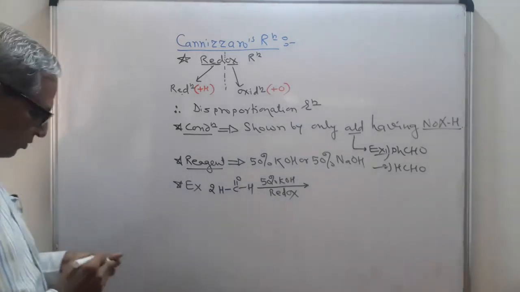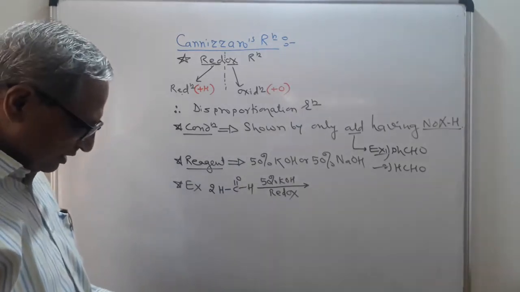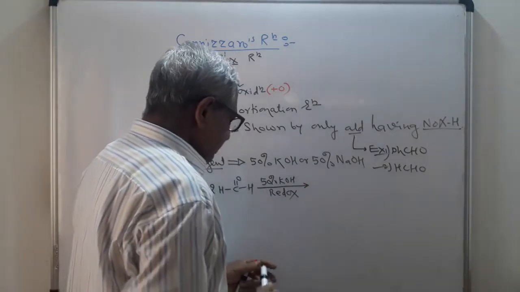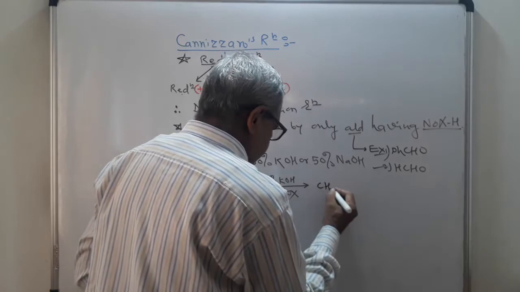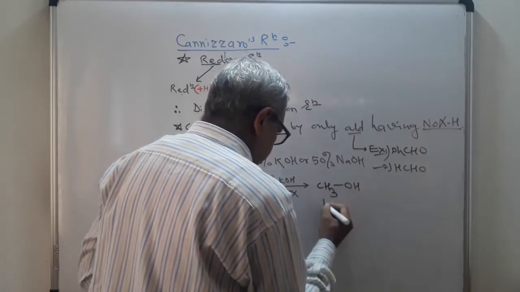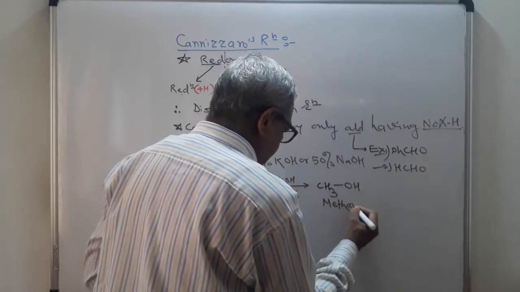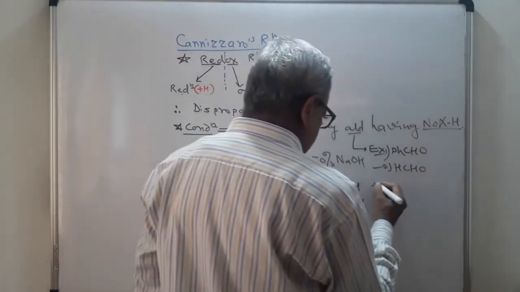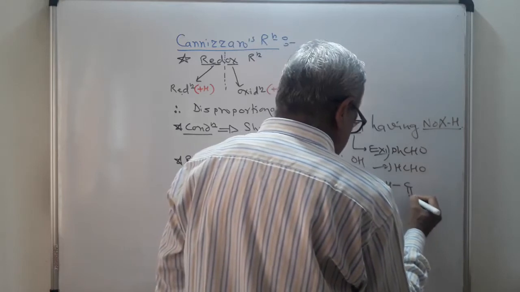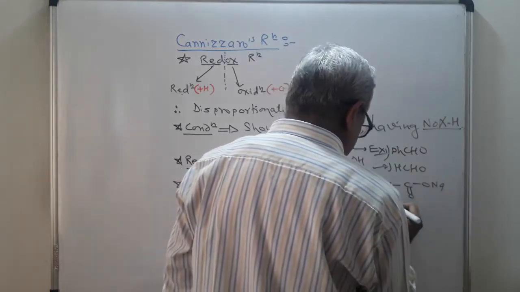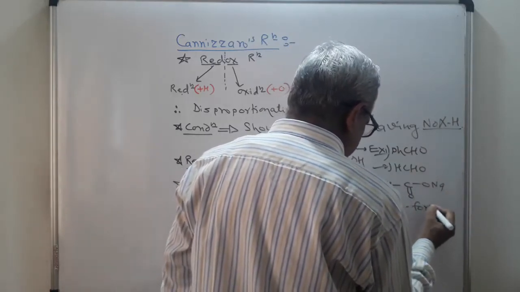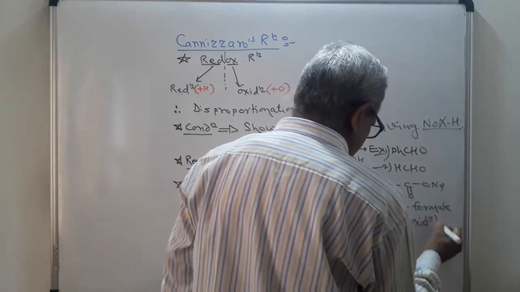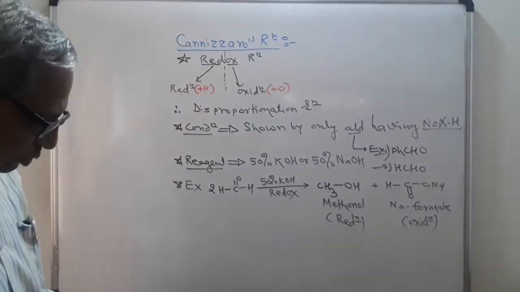So see here, one molecule will undergo reduction and you will get the product CH3OH. It is methanol. This is the reduction product. Another product will be HCOONa. This is sodium formate. This is the oxidation product. Now I will explain how these two products are formed.